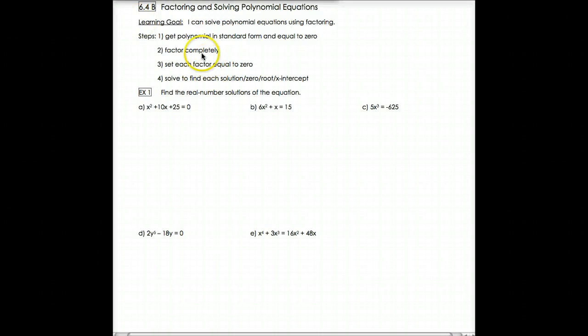But the steps, if we want to solve using factoring, first thing we have to do is make sure that we've got it in standard form and equal to 0. So get everything to one side, 0 on the other side.